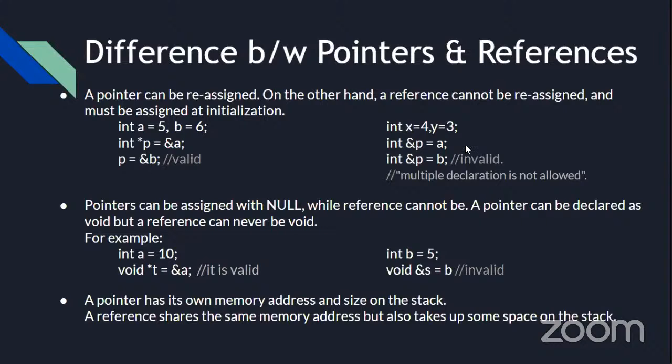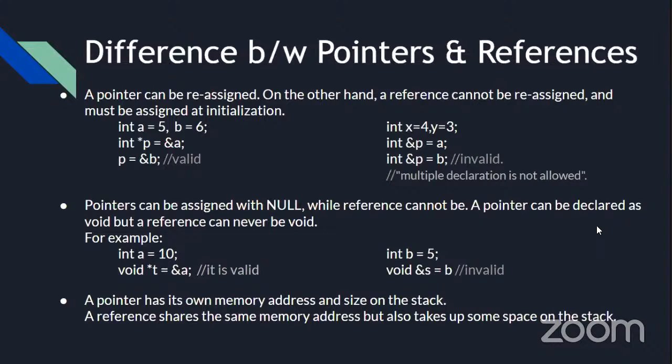This reassignment is valid. But coming to the case of reference variables, we are declaring x and y and initializing them at first. Now we are making the reference p refer to a. In the next line we are reassigning that reference, referencing it again to b. In this case it is invalid, and it will throw an error like multiple declaration is not allowed. This reassignment in the case of pointers makes them useful for implementing data structures like trees and linked lists, where we use pointers for traversing nodes, where this reassignment is needed.